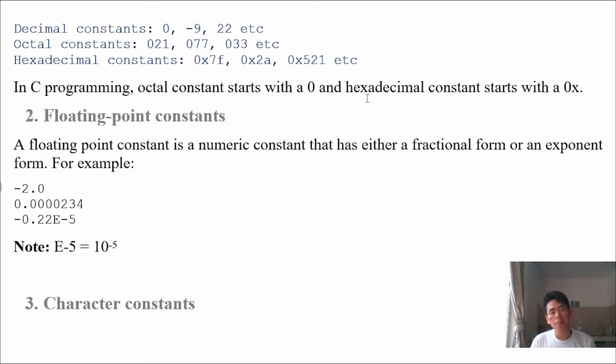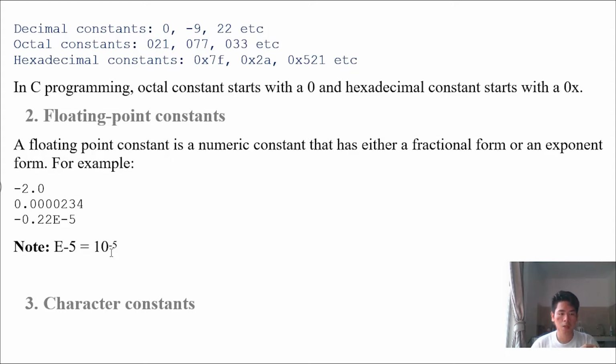Now the second type of constant is the floating constant. This kind of constant is composed of a fractional form, meaning it uses a full stop. So here minus 2.0 and 0.000234. And another example is minus 0.22e-5. So e-5 is like the power of minus 5, just like right here.